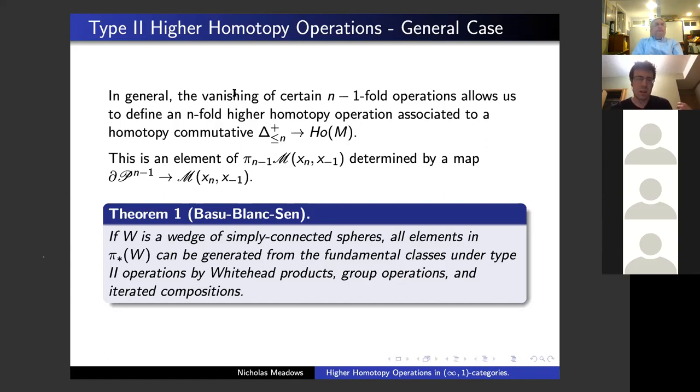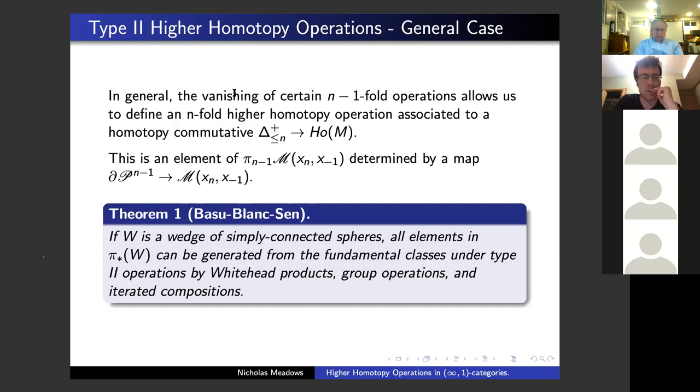And the group operations are just the group operations in the homotopy groups. So I should mention what the fundamental classes are. The fundamental classes are the generators of pi_k of S^k, which I mentioned at the very beginning, where pi_k of S^k is isomorphic to Z, in each wedge summand.